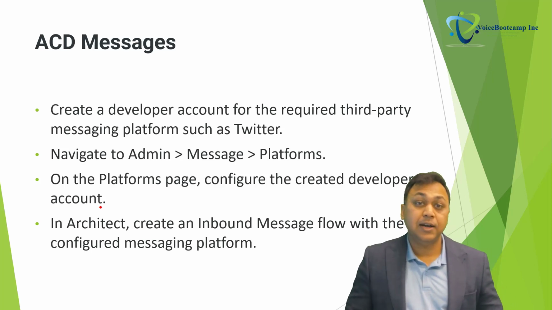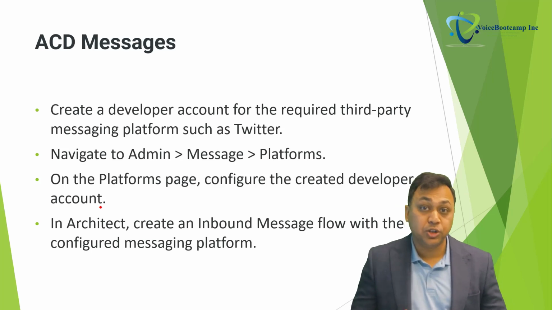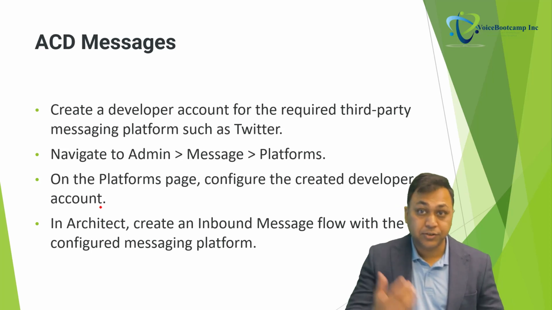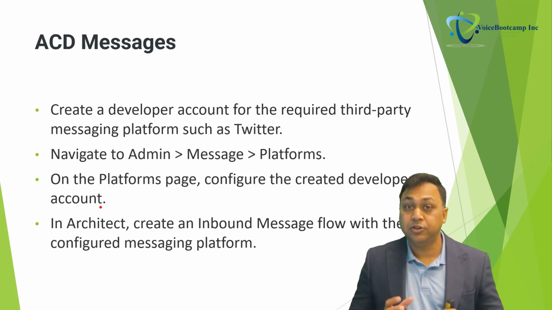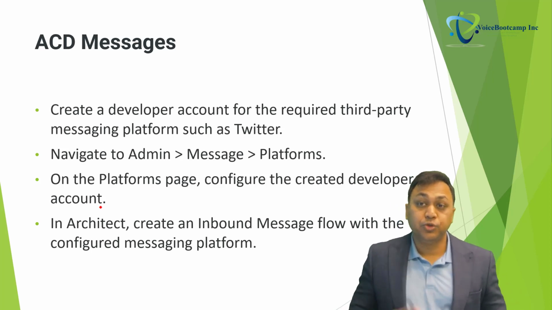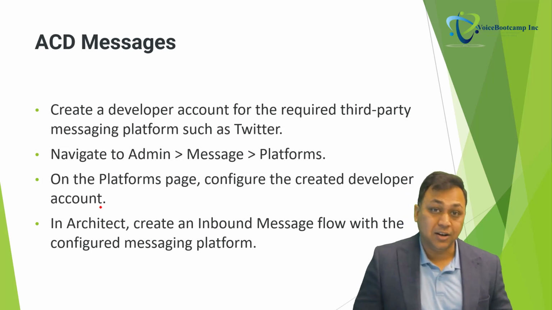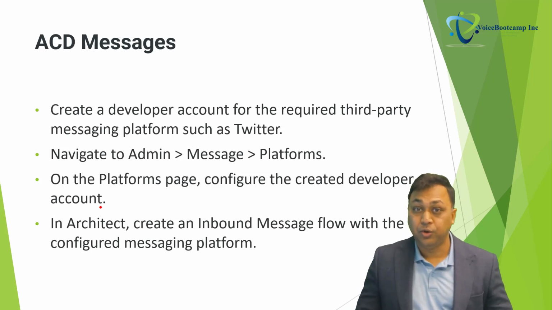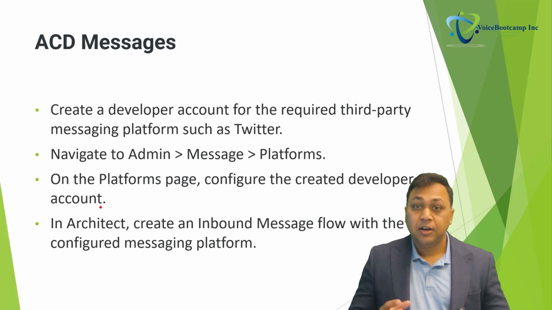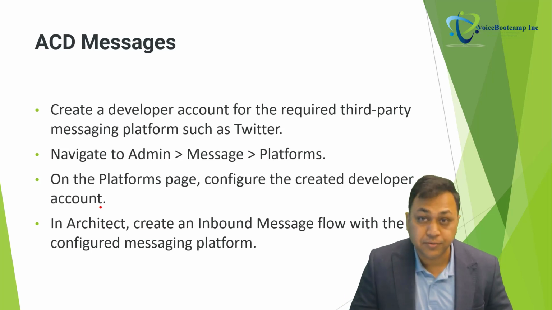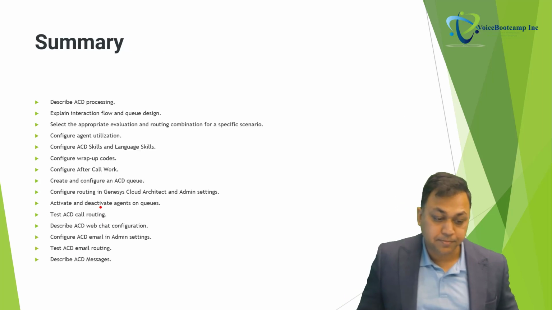To set up SMS messaging, you first need to purchase an SMS number, because somebody who has a text will send the text onto a particular number. Then you configure the message flow in Architect. To set up a third-party messaging platform, such as Facebook Messenger, Twitter, or LINE, you need to set up your social media account and then configure the message flow within Architect. Again, we will walk you through some of the configuration steps in our lab guide.